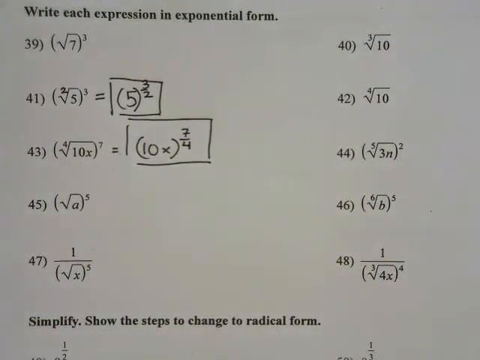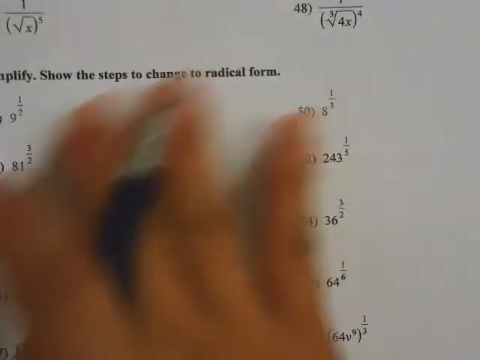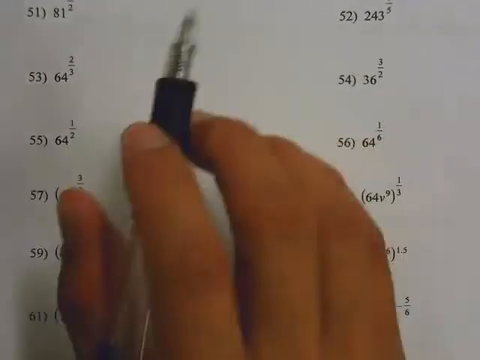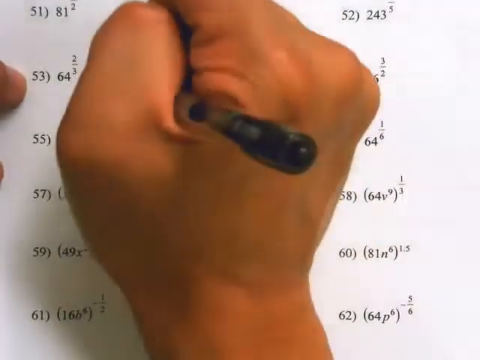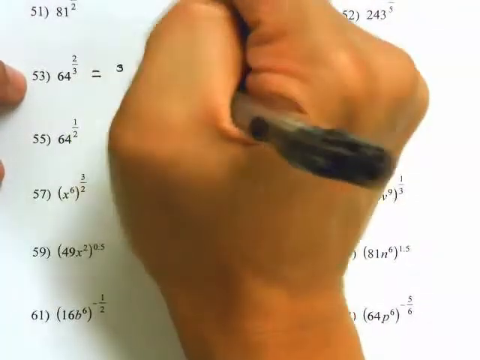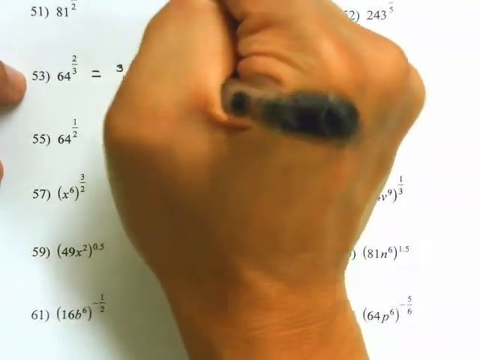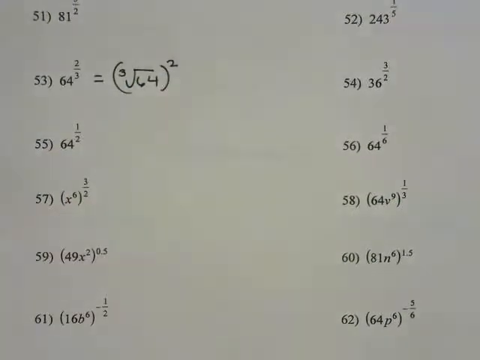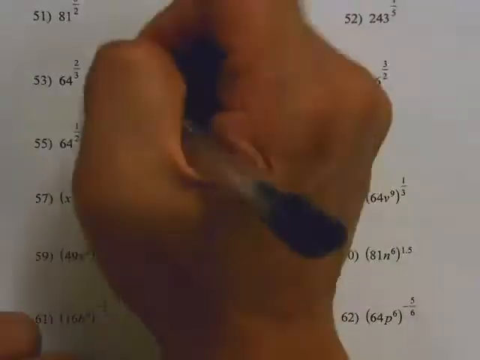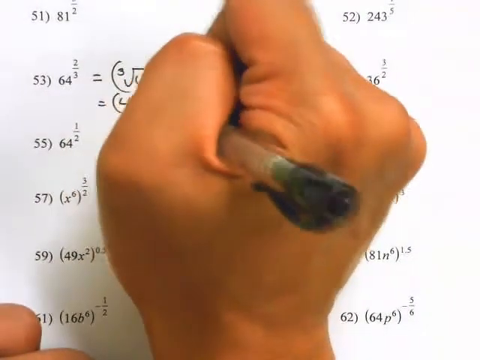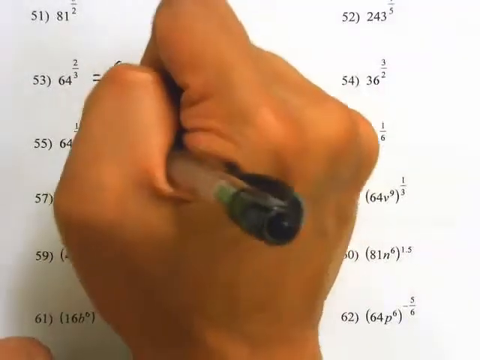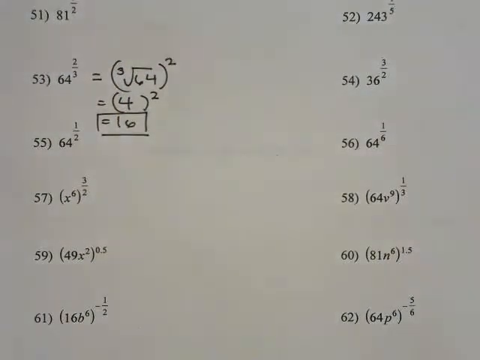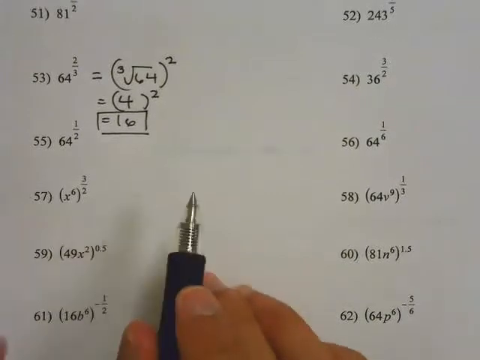Okay. And then to do something like maybe these numbers over here, let's take a look at maybe number 53. Change into radical form first, and then we're going to have to simplify. So what times what times what is 64? It's going to be 4. So that's that. You still got to square it, and then this is 16.